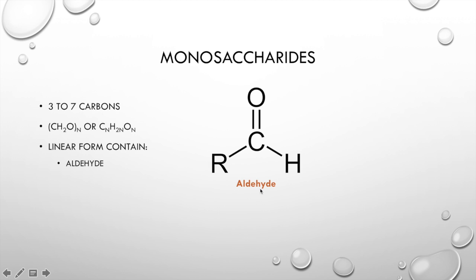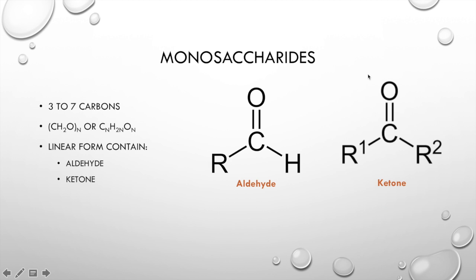And you're going to see in the next few slides how they look in the linear form of the monosaccharide. The other functional group that a monosaccharide can contain, the second one, could be a ketone, and a ketone looks like this, where we have a C double bonded to an O, and then these R groups are just those other portions of the monosaccharide, which you'll see in a minute.